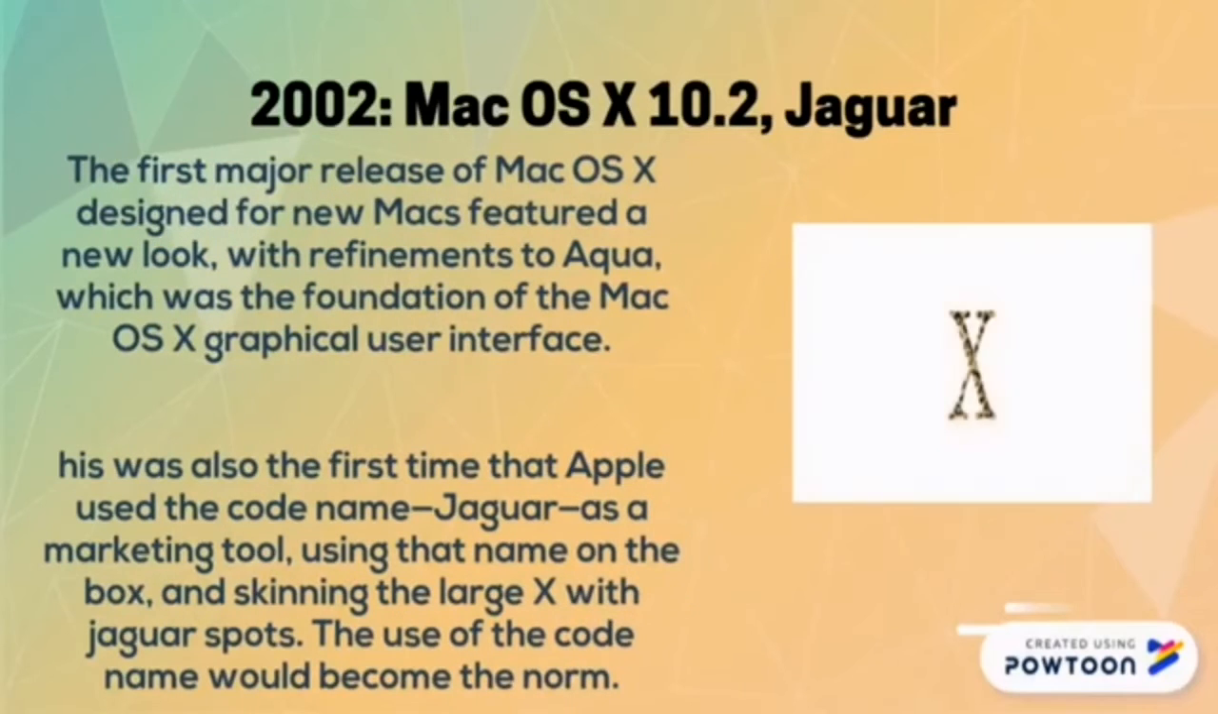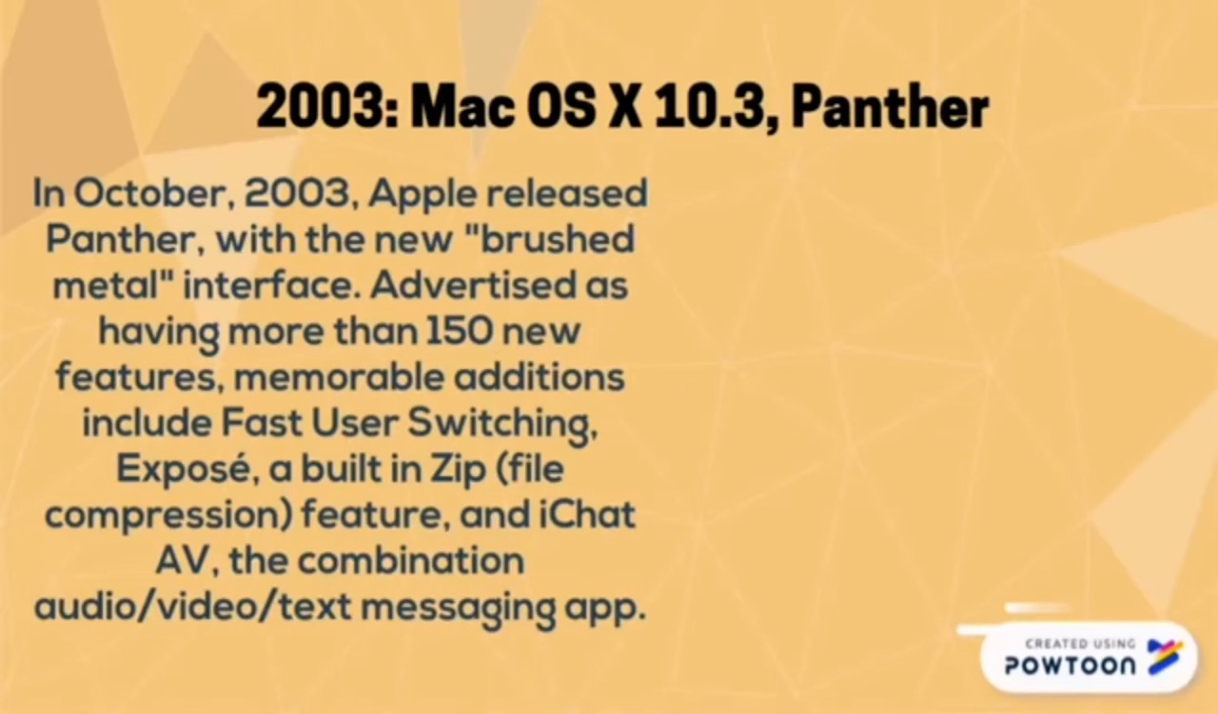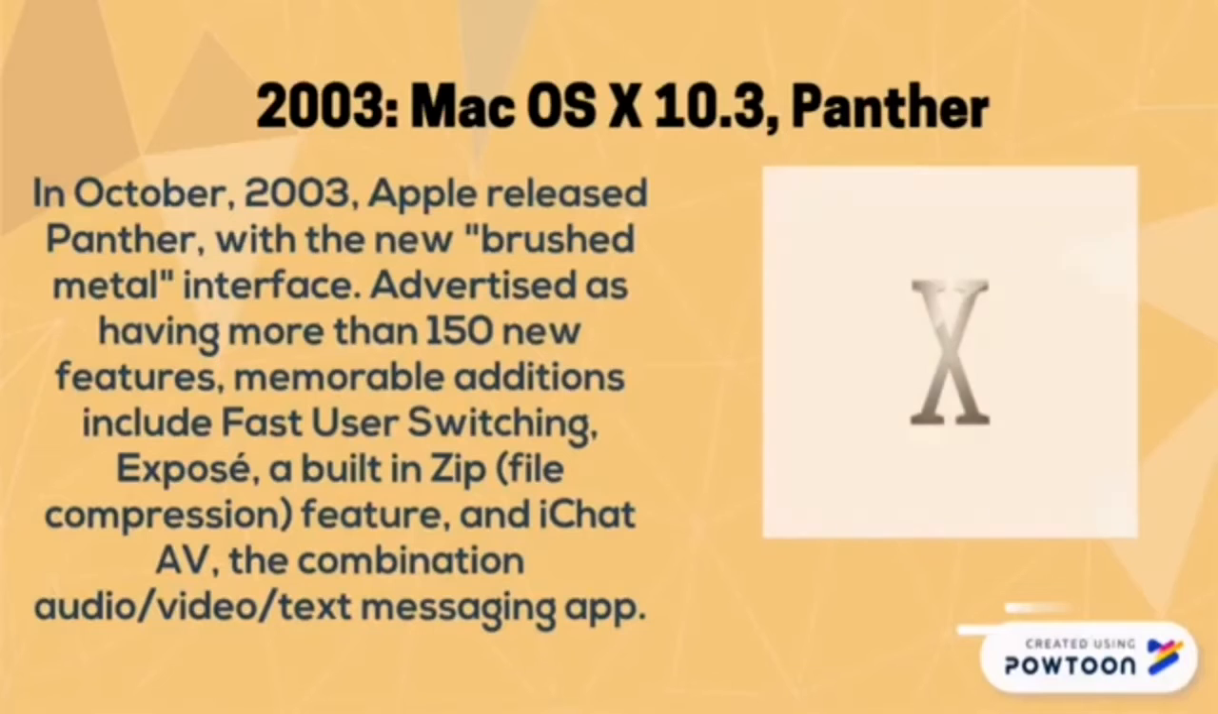The Mac OS Jaguar. The first major release of Mac OS X designed for new Macs featured a new look with refinements to Aqua, which was the foundation of Mac OS graphical user interface. The Mac OS Panther. In October 2003, Apple released Panther with the new brushed metal interface, advertising it as having more than 150 new features. Memorable additions include fast user switching.